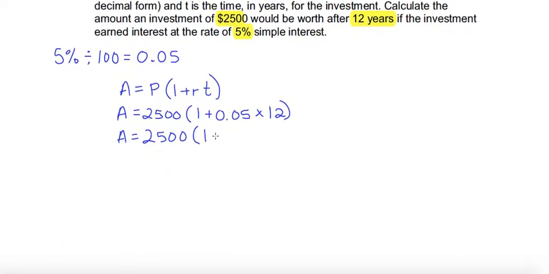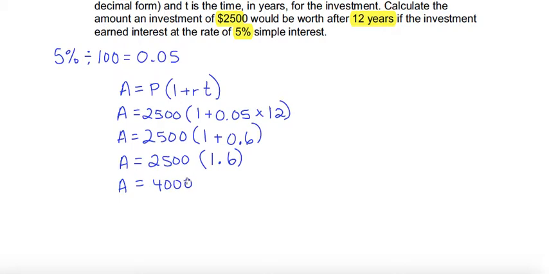So inside of my bracket, I have 1 plus 0.6. Now I can add what's inside of my brackets. So inside of my bracket is 1.6. And the final step that you want to do is to multiply your 2,500 by your 1.6. And that gives us an answer of 4,000.